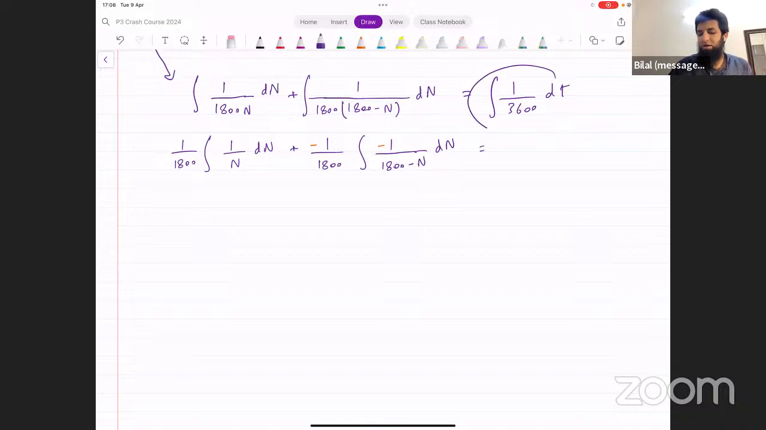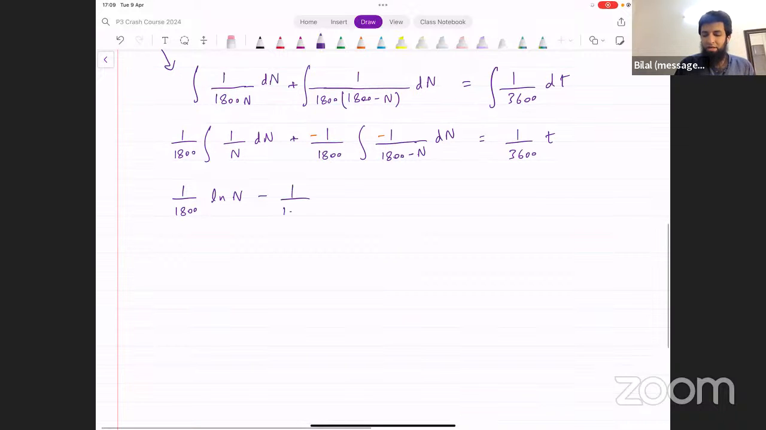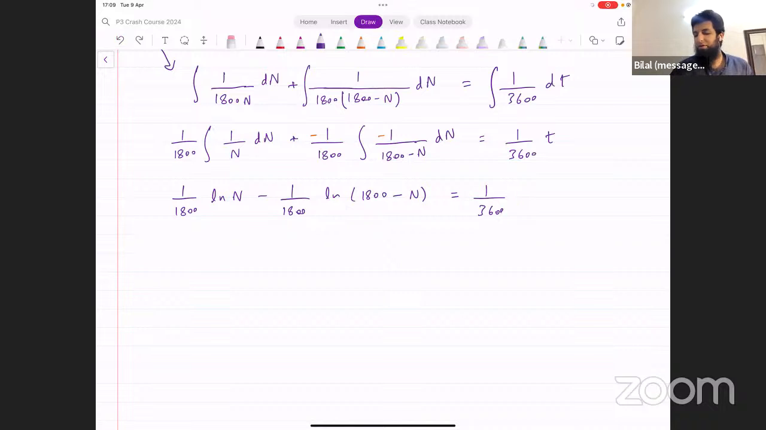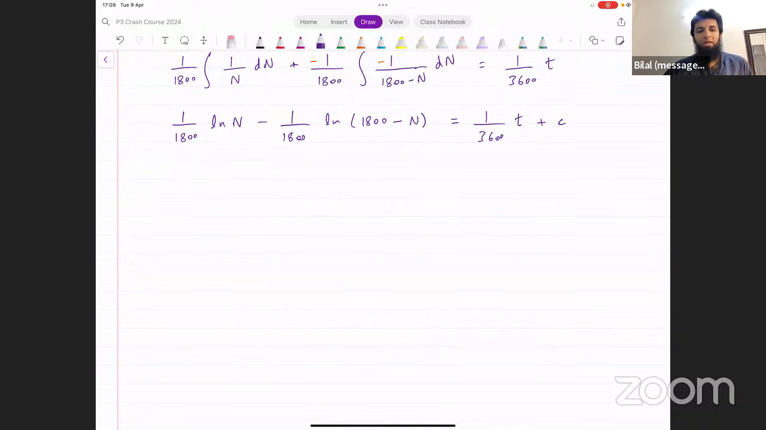On the right side, you've got this thing. What's the integration of 1 over 3600 with respect to t? It's going to be 1 over 3600 multiplied by t. On the left side, you have 1 over 1800 into ln of n minus 1 over 1800 into ln of 1800 minus n. And on the right side, you've got 1 over 3600 t. And now that you're done with the integration on both sides, you can have a plus c here as well. This is what this turns out to be. Any problems with this? Any questions, anyone? Until this point?